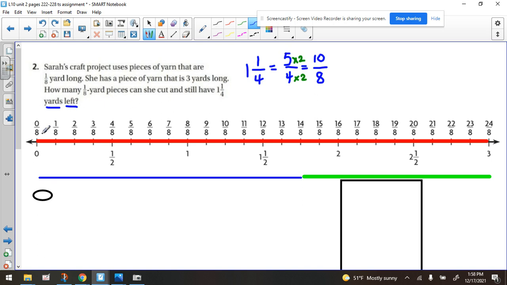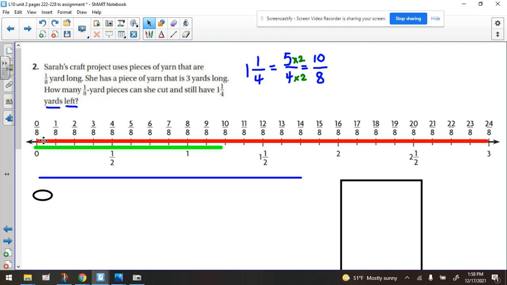Now, since we're talking about eighths, for modeling purposes, let's rethink this as eighths. So 10/8 represents how much should be left. So that's this amount, right? 10/8 would be left. Now I'm just going to move this to the other side of the number line, but you can see that it's 10/8, I'm just going to move it over here.